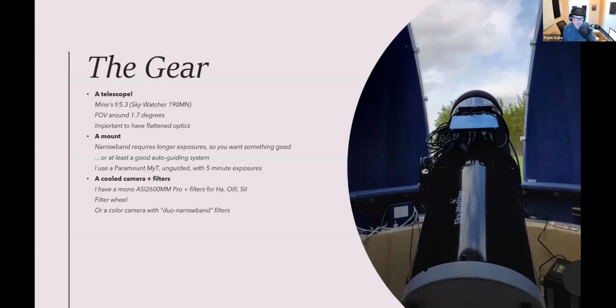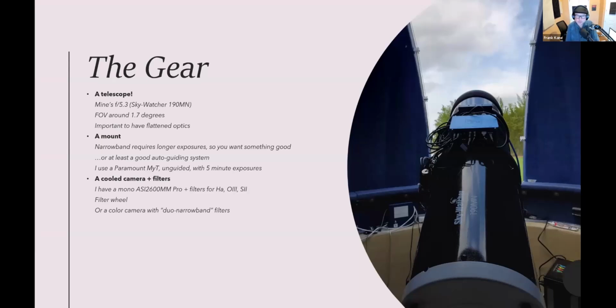Personally, I'm using an ASI 2600 Pro camera, which is a cooled, professional-level-ish camera from ZWO. And you also need filters on top of that for hydrogen alpha, oxygen 3, and sulfur 2. And to automatically switch between those filters, you will furthermore need a filter wheel as you image through those different wavelengths.